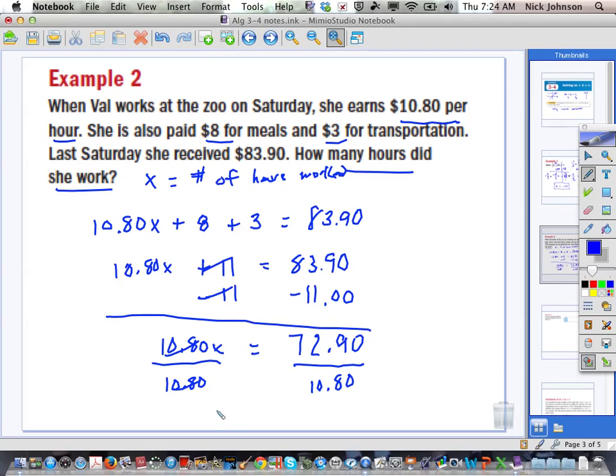These will divide out, leaves me with X. So get on your handy dandy calculator, $72.90 divided by 10.8 equals, she worked 6 3/4 hours. Not too bad for all in a day's work. Correct? $72 a day, not too bad. Okay?